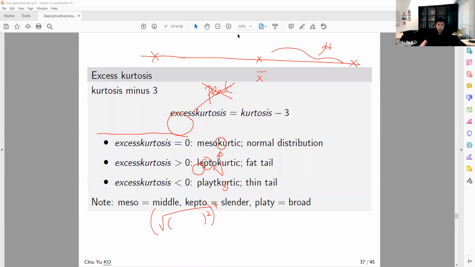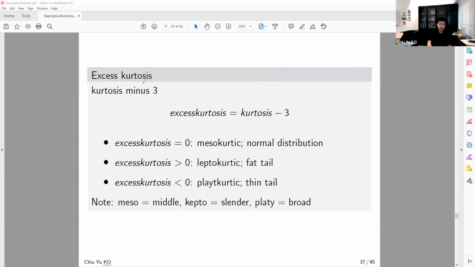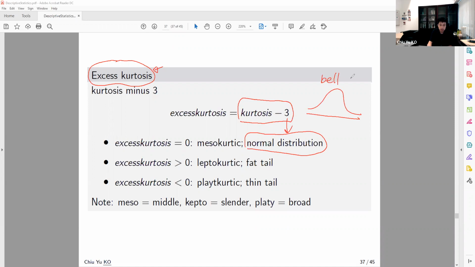Usually, let me talk about this particular point here, which is what we call the excess kurtosis. This is usually what we use: kurtosis minus 3. Why minus 3? I'll explain now. This is what Excel or software usually gives you. 3 is the normal distribution. At the moment we don't say what is normal, but what we call the bell-shaped curve is called normal.